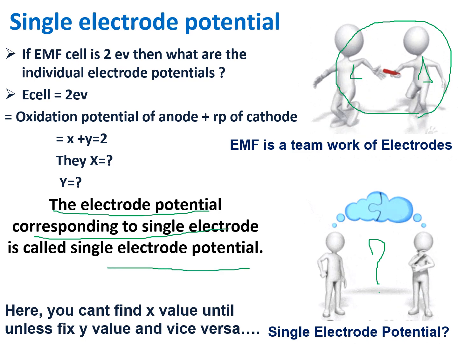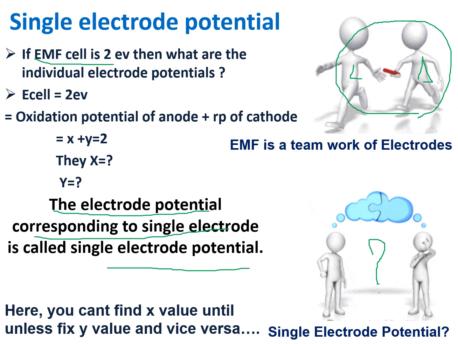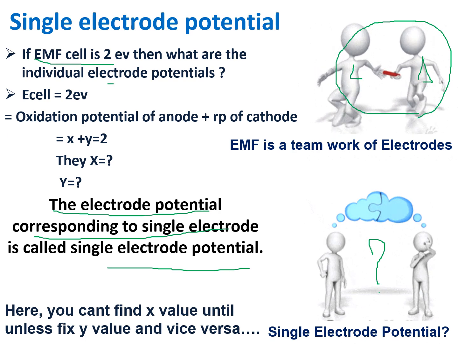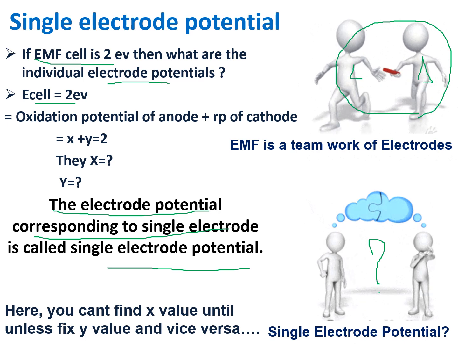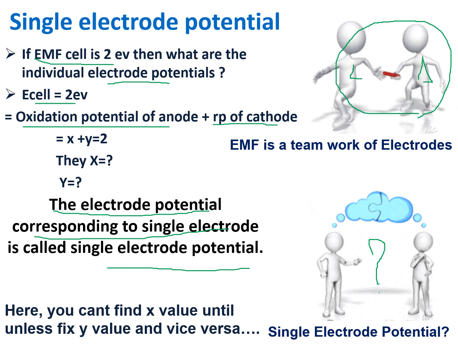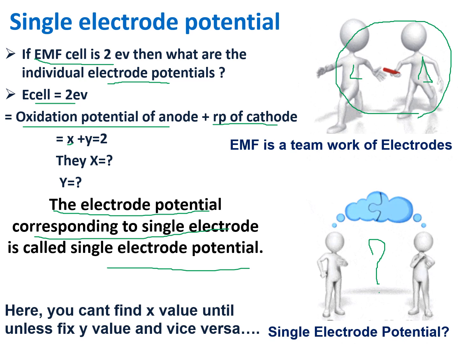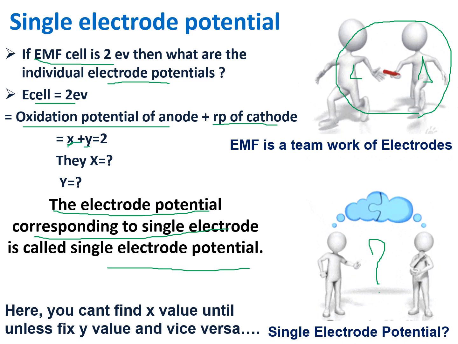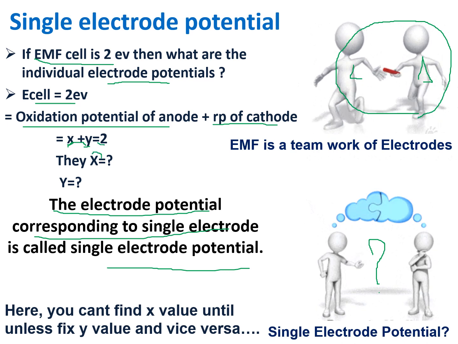So for example, the EMF of this cell is equal to 2 electron volts. That means the cell is producing 2 electron volts of energy. Then what are the individual electrode potentials? So we know E cell is equal to 2 electron volts. E cell means oxidation potential of anode plus reduction potential of cathode. For example, the oxidation potential we don't know, just take it as X. Reduction potential of cathode is equal to Y. Both combinedly perform and produce 2 electron volts of energy. Then what is X? Then what is Y?